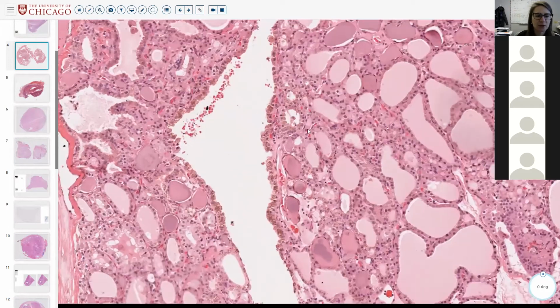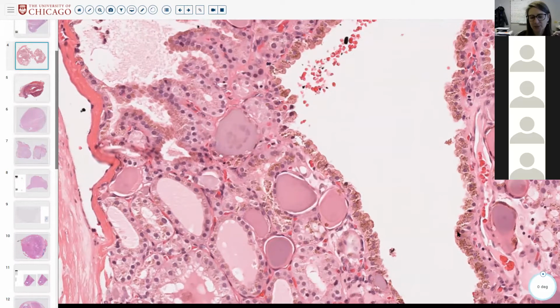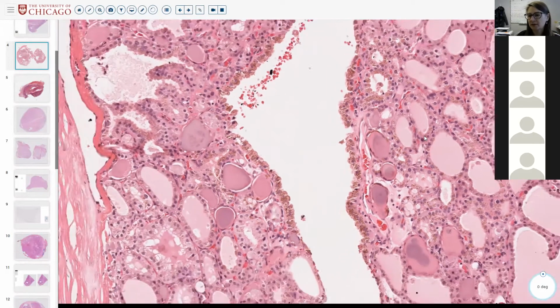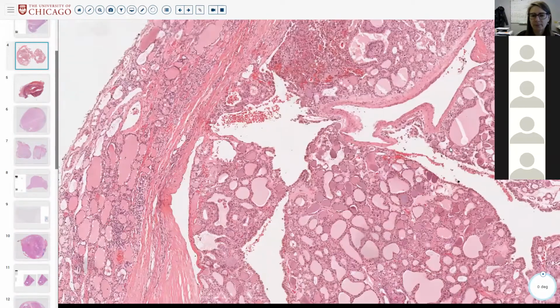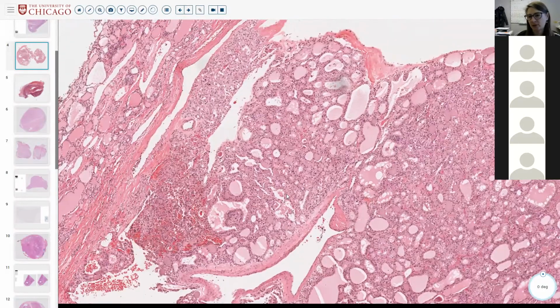The other thing I'll point out to you is, thyroid follicular epithelial cells can uptake hemosiderin, and so see this brown pigment in the follicular cells? That's normal. That can happen. So don't let that bother you for any particular diagnosis. That just can happen in normal thyroid.